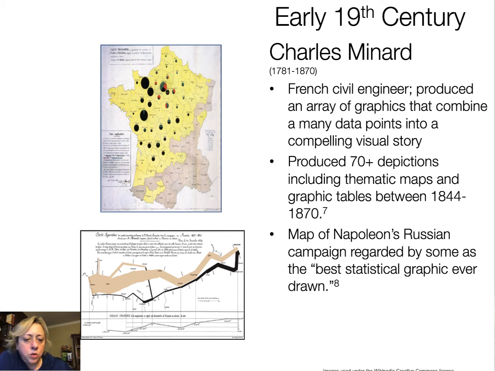to Charles Minard, a French civil engineer who was able to produce an array of graphics, combining many data points into a compelling visual story where you can see the trends over time. At that time, think of someone doing almost Tableau in his head and with his hand. He produced about 70 plus depictions, including thematic maps and graphic tables with cross tables during that period of time.